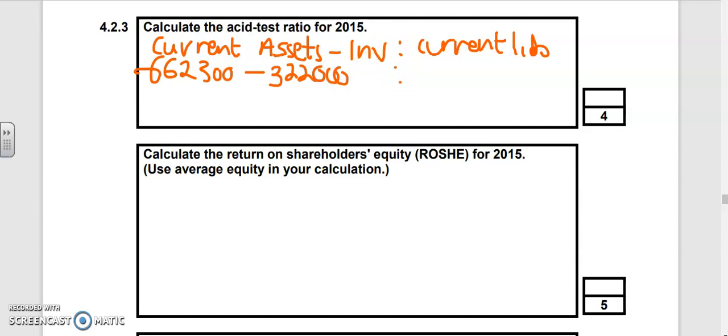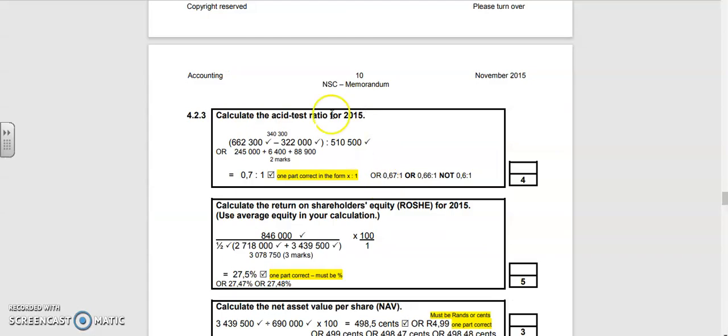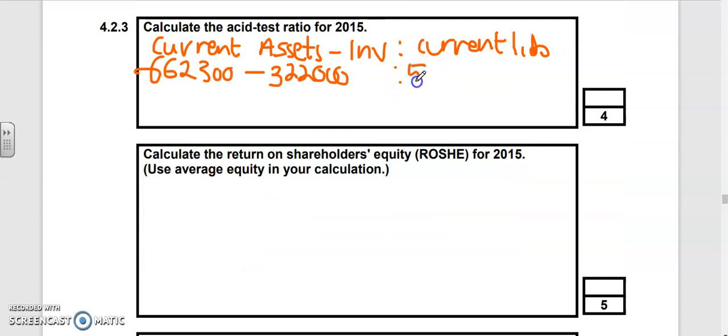Now current liabilities, we just check it up down here. Current liabilities 510,500, and I'm just going to calculate that quickly, alright, so when I subtract these two, I get 340,300 is to 510,500.